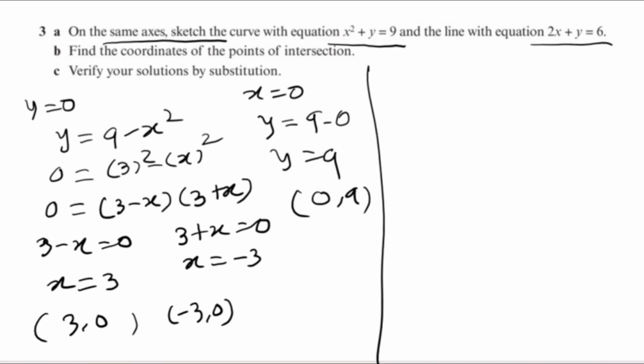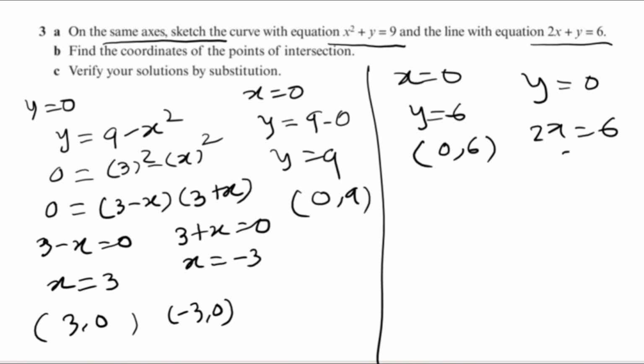Now we are working on this linear equation. So in this also, first I am putting x is equal to 0. So y is equal to 6. So we are getting the coordinate 0, 6. And when I am putting y equal to 0, 2x is equal to 6, so x is equal to 3. So we find the coordinate 3, 0. So we find 3 coordinates for this quadratic equation and 2 for the linear equation.